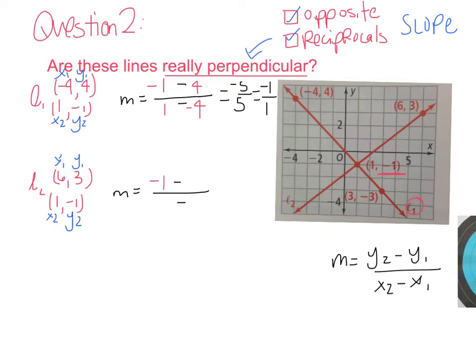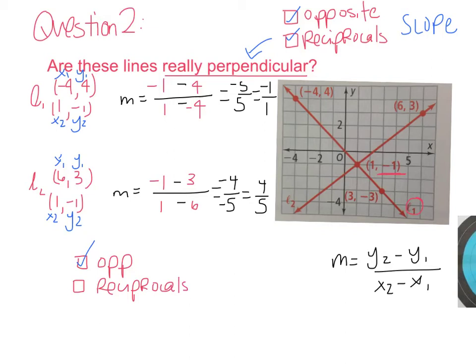y2 is negative 1, y1 is 3, x2 is 1, x1 is 6. When I do my calculation, I get negative 4 over negative 5, which is 4 over 5. So let's check. Are my slopes opposite? Yes, one is positive and one is negative. Are my slopes reciprocals? And the answer is no, they're not.